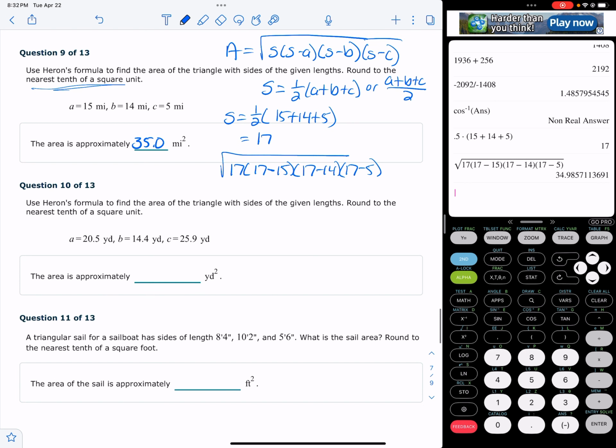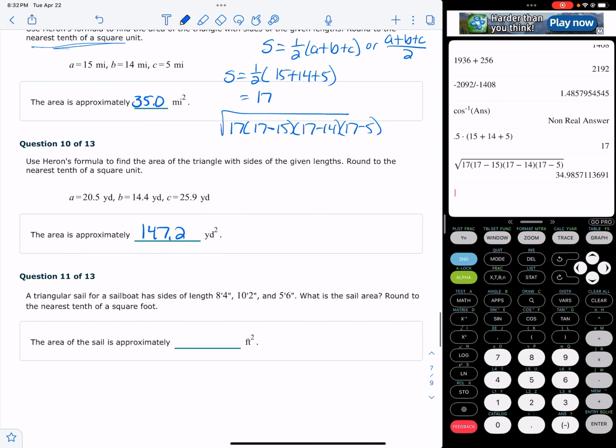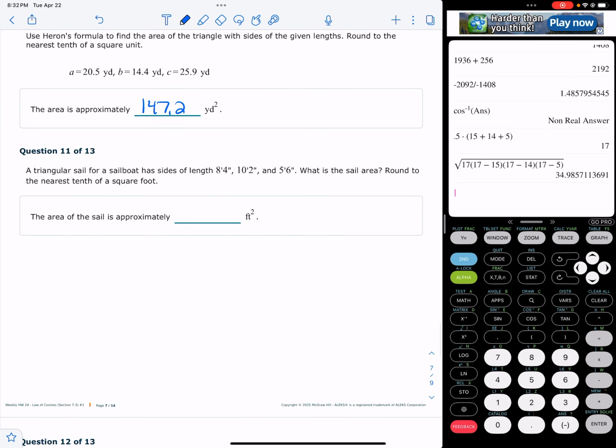10 is the same thing. You should get 147.2. Now, this is going to be the same thing, except that they gave us our numbers in feet and inches. And it wants our answer in feet.